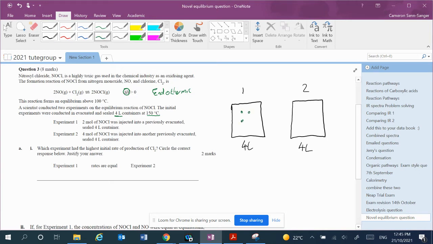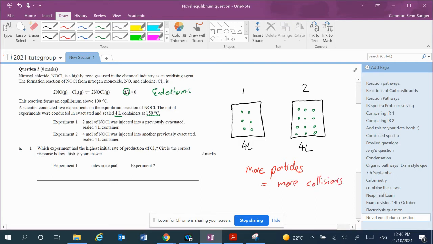If we draw particles to represent our reagent gas, in this one here, because we've got twice as many moles of gas, we have twice as many particles. And one of our key ideas is more particles gives us more collisions. So that's one of our big picture ideas. So experiment 2, which one is going to have the highest initial rate? Well, experiment 2 will have the highest rate, so choosing that gets us 1 mark.